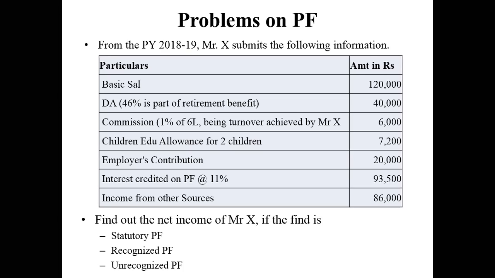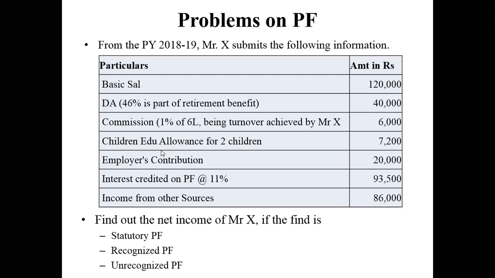So he is receiving a salary of 1,20,000 per year. He is receiving DA, 40,000 in total, and 46% of it is a part of his retirement benefit. Out of that, 46% is what we have to consider whenever those calculations come into the picture. He is receiving a commission. It is clearly told to you that the commission is 1% of the turnover achieved by him. So 1% of 6 lakhs is how much? It is 6,000. This is the commission that he is going to receive.